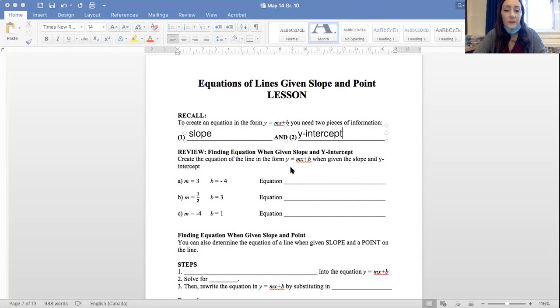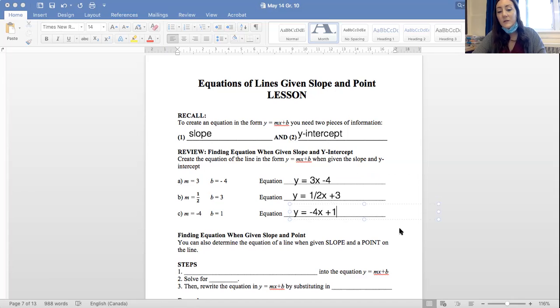Okay, so as review here, we have to find the equation given the slope and the y-intercept. So in that form, you put the slope here, so x, and then your y-intercept, so -4. The same thing here, we've got the slope, so 1/2, and then x, and then plus our y-intercept. And same here, so -4x plus 1.